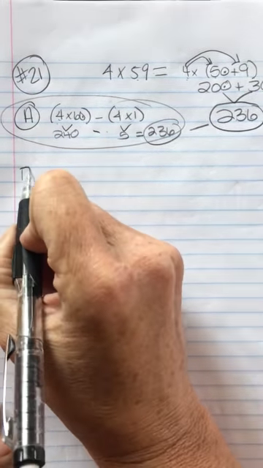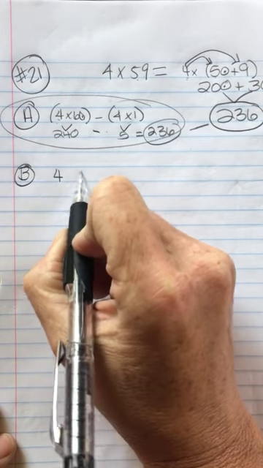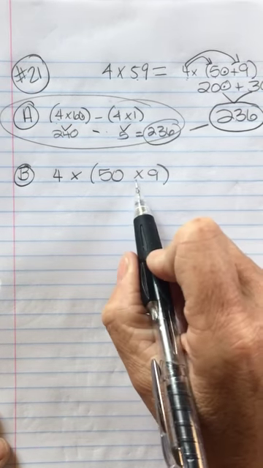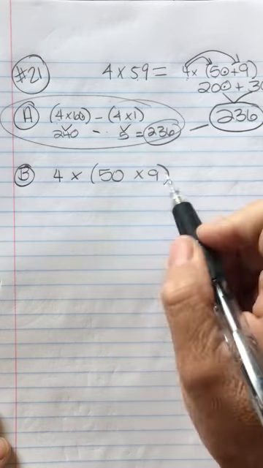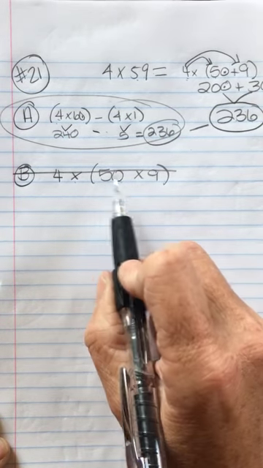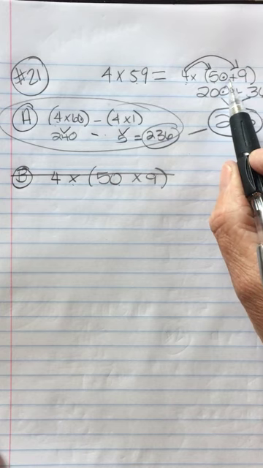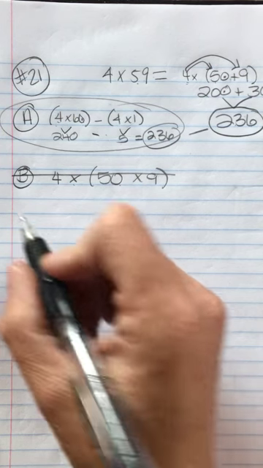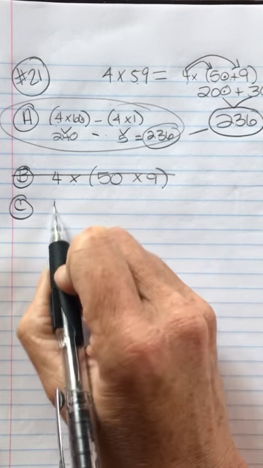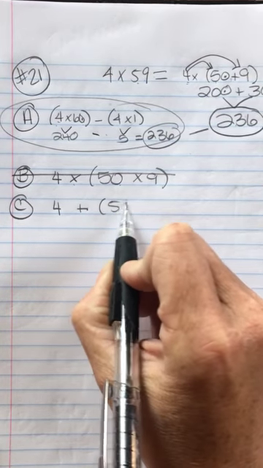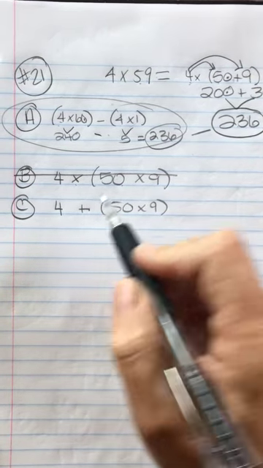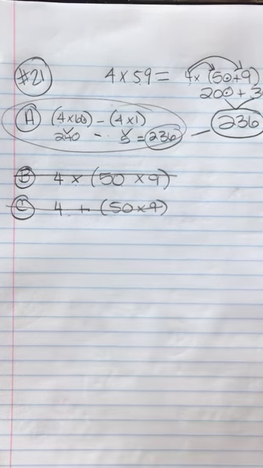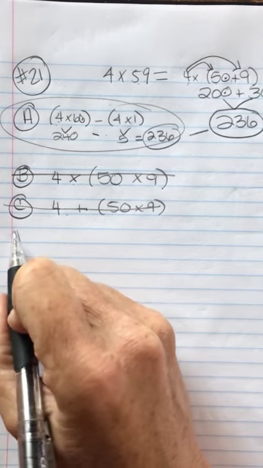All right, let's do B. Let's see. They say 4 times 50 times 9. Whoa, 50 times 9, what? We know that can't be right because the correct distributive property is 50 plus 9, not 50 times 9. So I'm not even going to waste my time trying to figure that out. Okay, so C, 4 plus 50 times 9. Well, again, they didn't set up the distributive property properly, so I'm not going to waste my time trying to figure that out either. And then let's look at D.